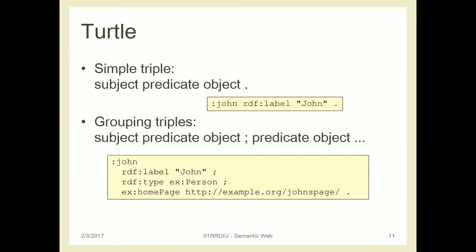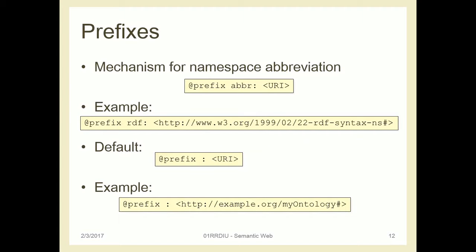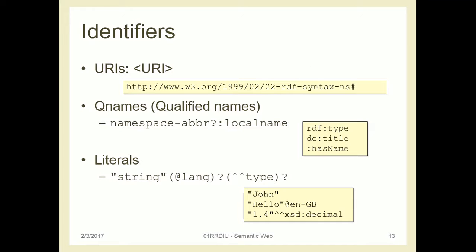Then, of course, Turtle can use a more compact syntax that you already have seen. So you have simple triples. They are triples that have the same subject. And there is a way for abbreviating resources expressed in URIs, that are the prefixes. Here are some examples, but this is something that you already have seen last time.